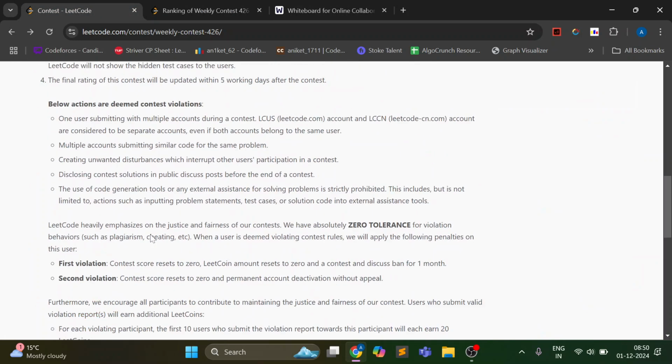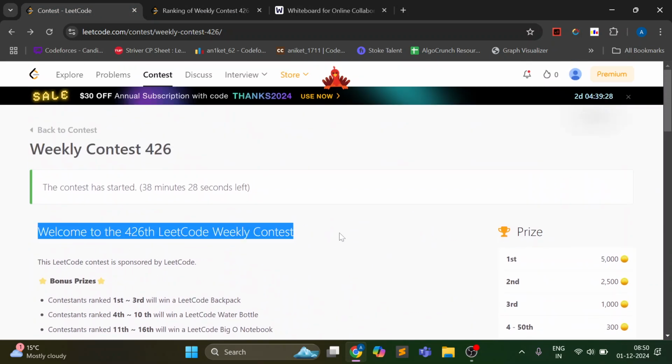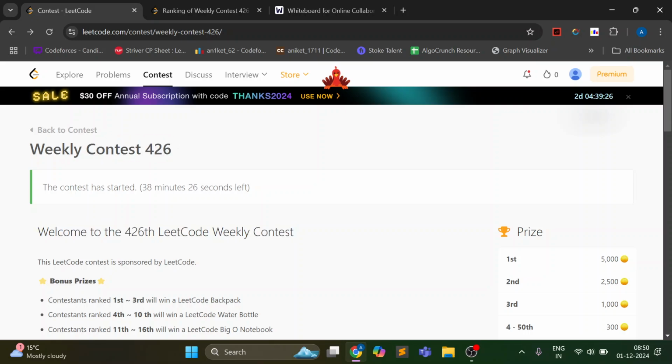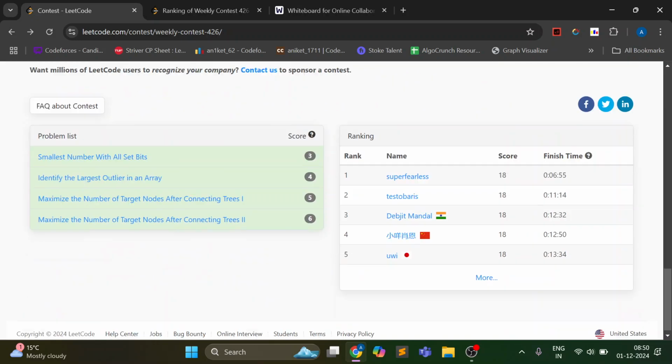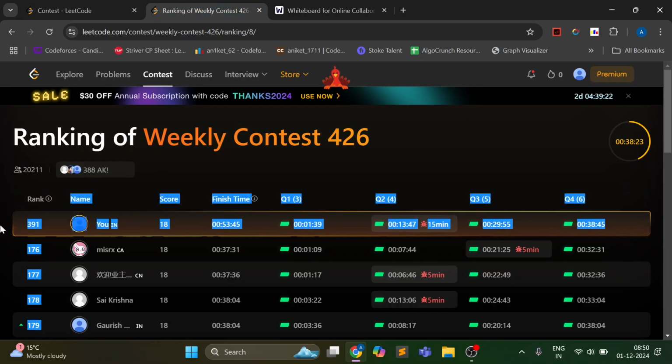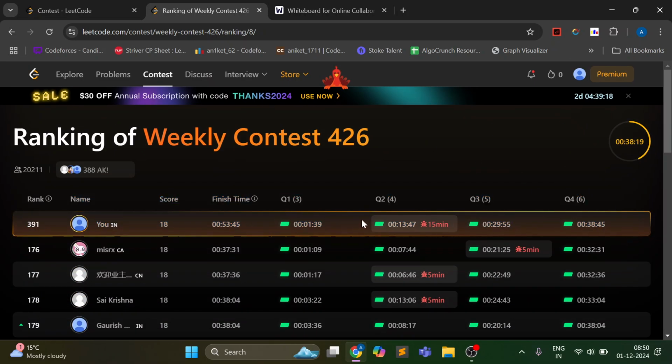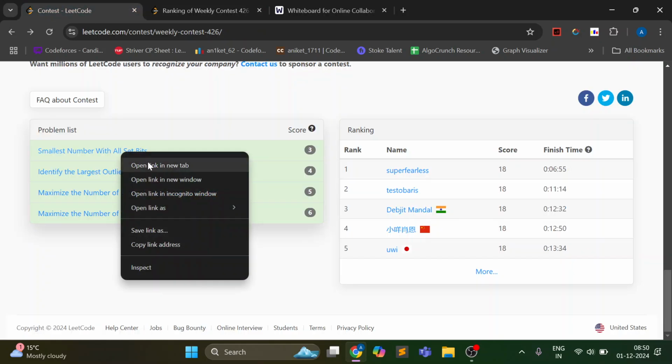So today we will discuss solutions for Leetcode weekly contest 426. I was able to solve all four problems in 38 minutes, but I made some stupid mistakes on second problem. So let's start with first problem.